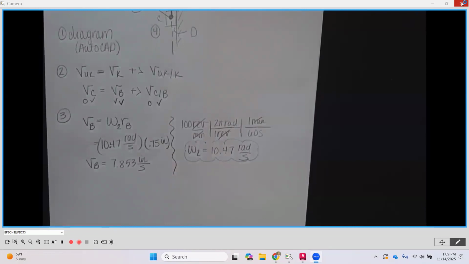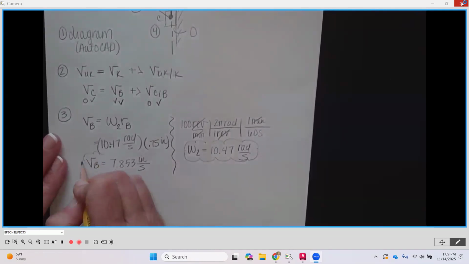Anybody get the, oh, it looks like Lars, did you get the same thing? Or was that for the other one? Maybe it was for the other one. Just verify that you get that same number, 10.47, times 0.75. So yeah, 7.853. Yep, okay.